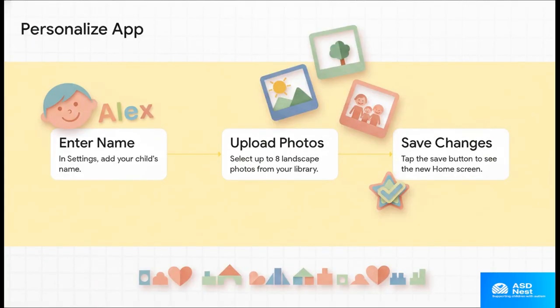Okay, next up is the fun part, making it personal. In that same Settings menu, you'll add your child's name and upload a few photos. Just a little tip. The app works best with up to 8 landscape photos, the ones that are wider than they are tall. This is such a simple step, but it's so powerful. For a lot of kids, seeing their own name and familiar faces just fosters this sense of ownership, and it makes a new app feel less like a tool and more like their space.